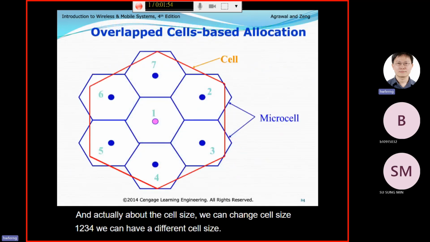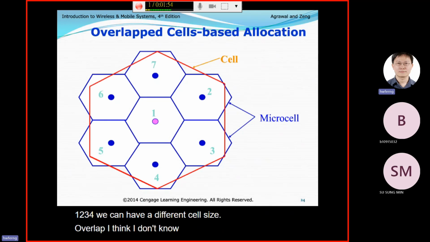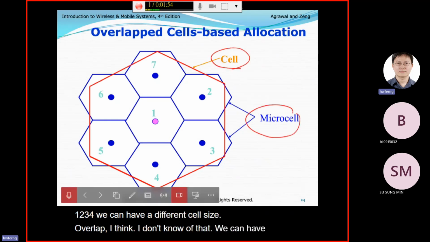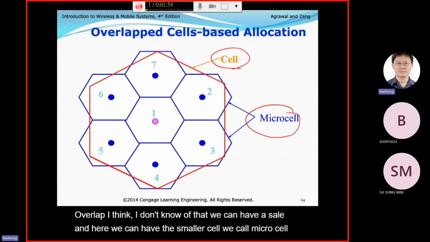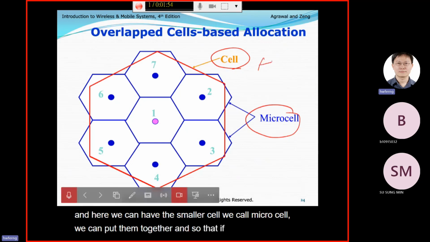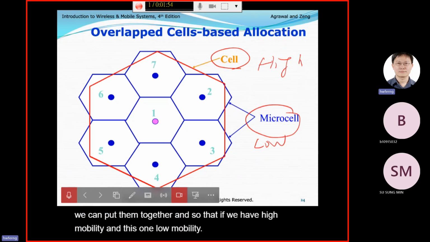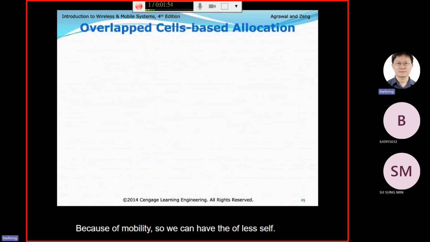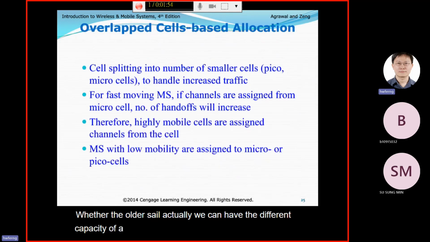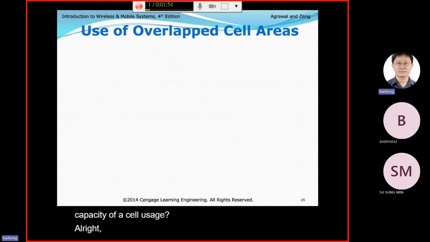Well, overlap. We can have a cell, and here we can have a smaller cell, which we call a microcell. We can put them together, so that if we have high mobility and this one low mobility, because of mobility, we can have the overlap cell. With the overlap cell, we can have different capacity of cell usage. All right, so this is the overlap concept.